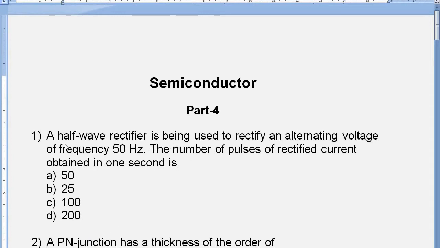The first question: a half-wave rectifier is being used to rectify an alternating voltage of frequency 50 Hz. The number of pulses of rectified current obtained in 1 second is. So we are given an AC voltage of 50 Hz frequency, which is to be rectified. We want to rectify this AC using a half-wave rectifier.